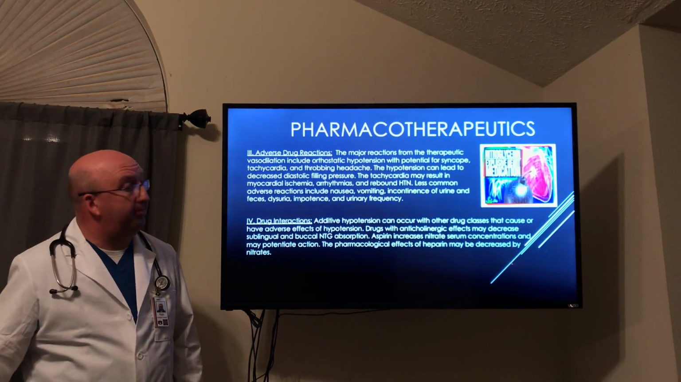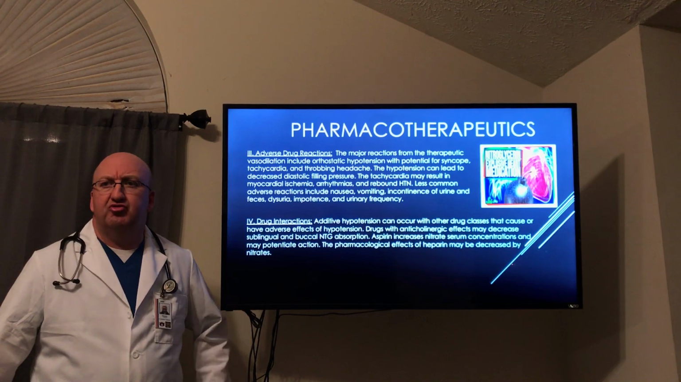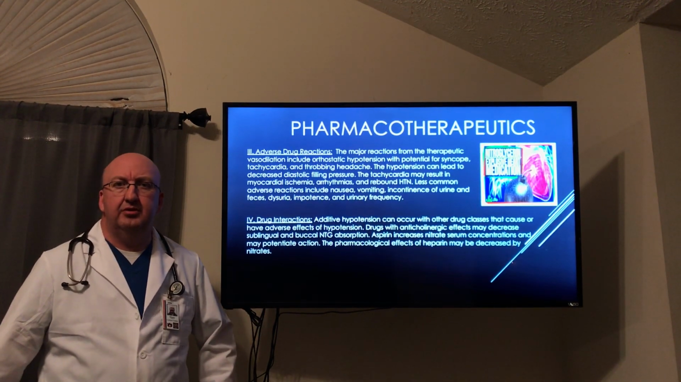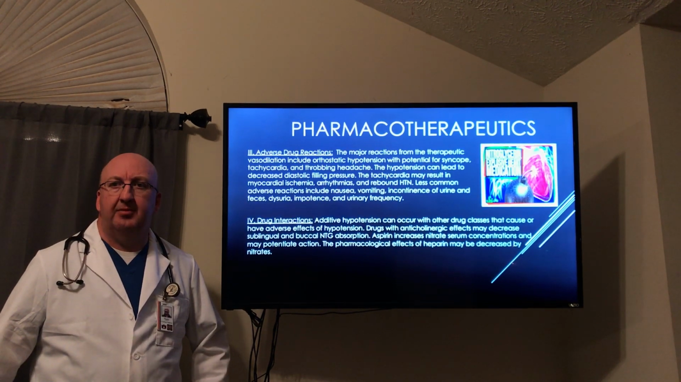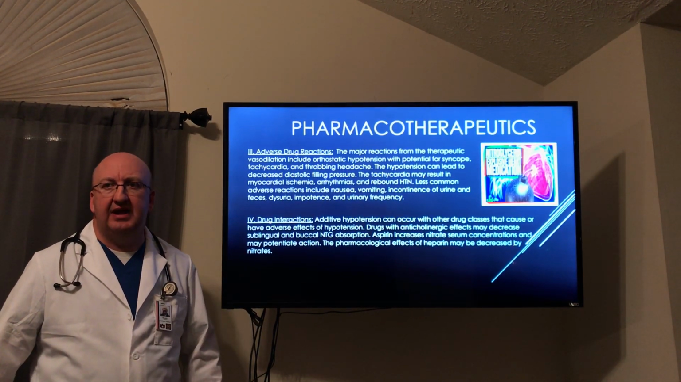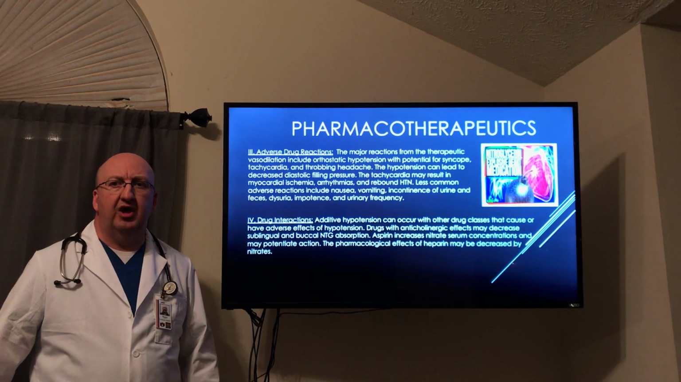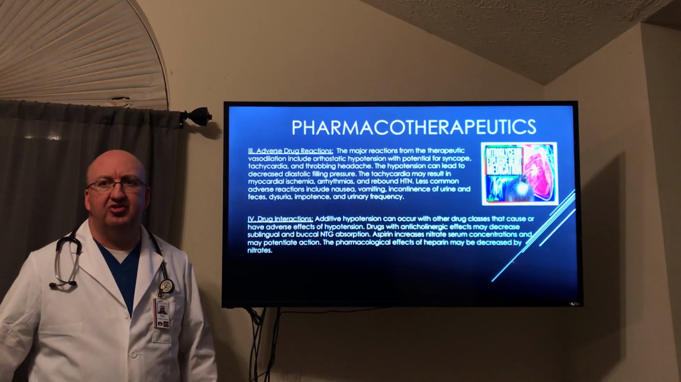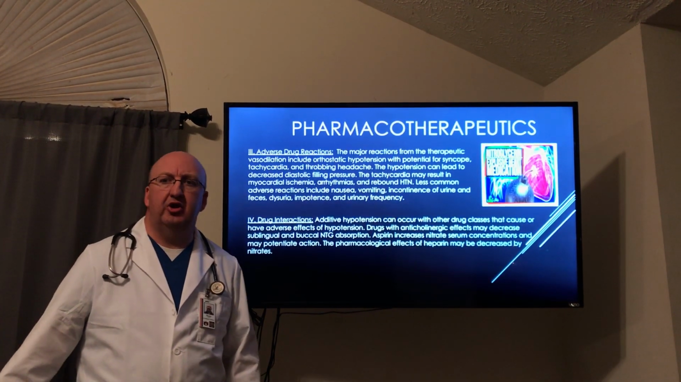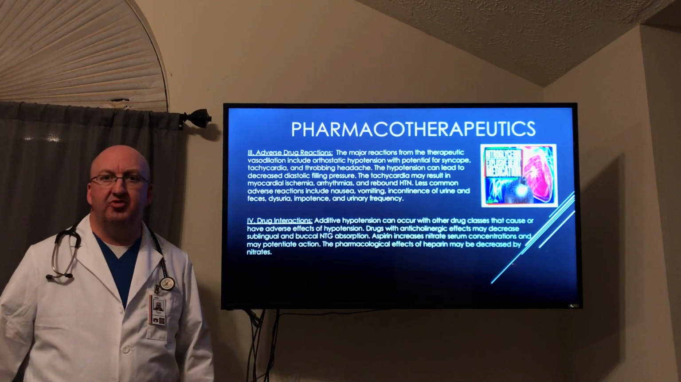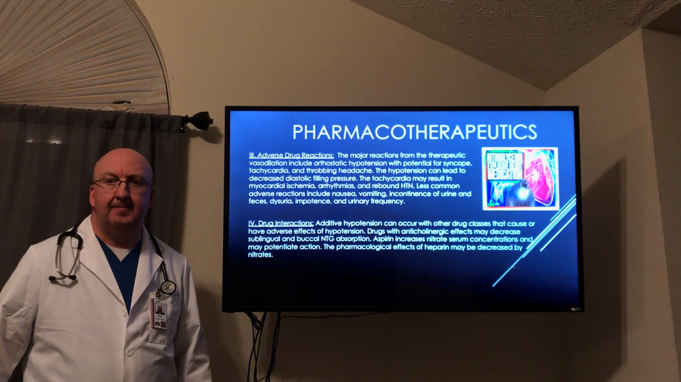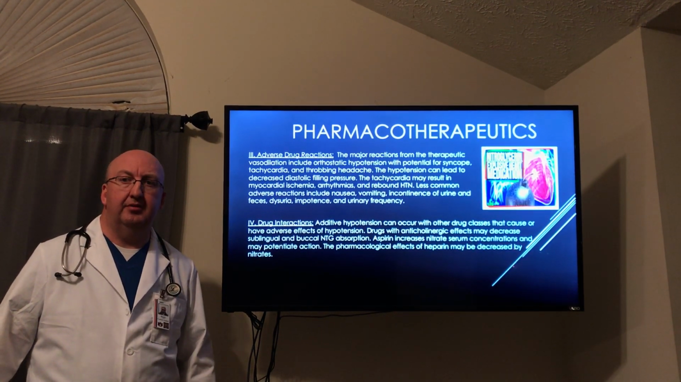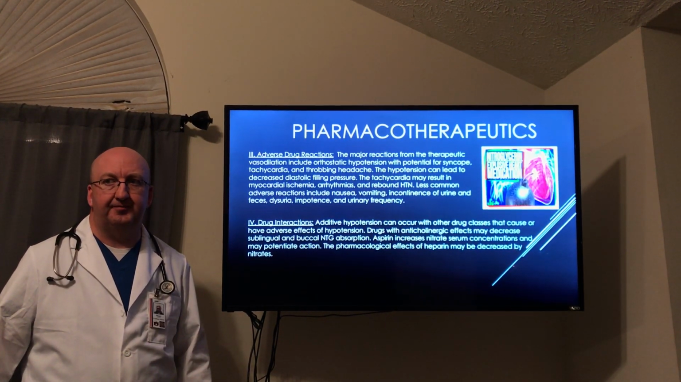Some of the pharmacotherapeutics: the adverse drug reactions are hypotension, tachycardia, and throbbing headache. Some of the drug interactions with nitrates are with other drug classes that cause hypotension, anticholinergic drugs that may decrease absorption, aspirin may potentiate the action of nitrates, and the effects of heparin may be decreased with nitrates.